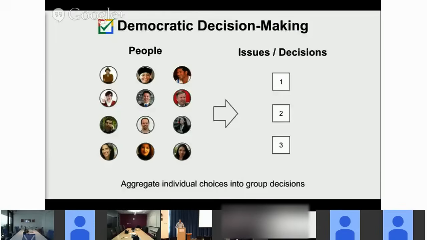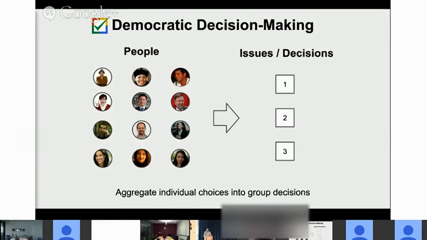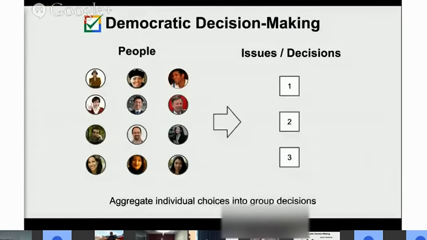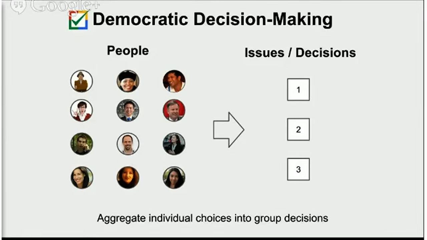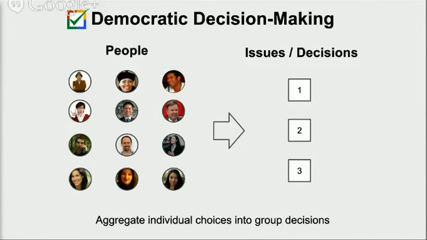So in terms of democracy for the scope of this talk, we're talking about democratic decision making. There's other aspects of democracy, such as individual liberties or freedom of the press, other institutions like this. Here we're focusing on the decision-making aspects. You've got a group of people, and they have a bunch of issues or decisions, and somehow you want to aggregate, although democracy has that effect as well. But you want to aggregate individual choices into group decisions.